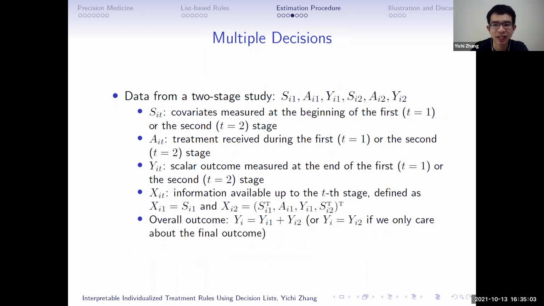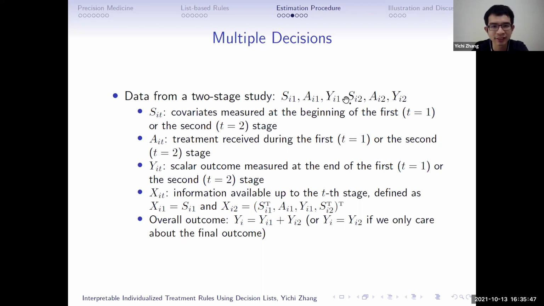The methodology that I just described is for a one-stage study. I would also like to briefly discuss how we can extend the methodology to multiple decisions. So I will use a two-stage study as illustration. In a two-stage study, we first observe the covariates at the beginning of the first stage, and then we observe the treatment received by the patient at the first stage. And then we might have an intermediate outcome observed, or if we don't have an intermediate outcome, then we might set it to be 0.